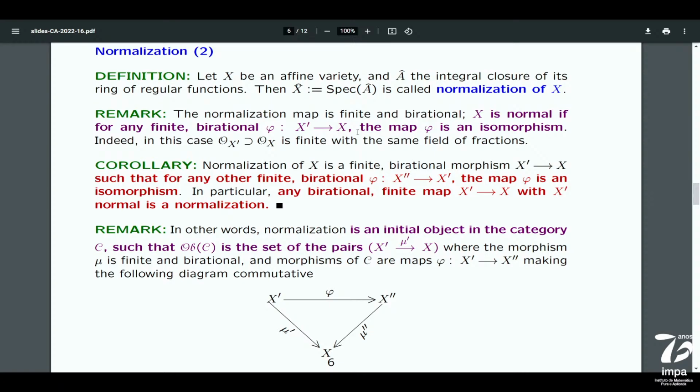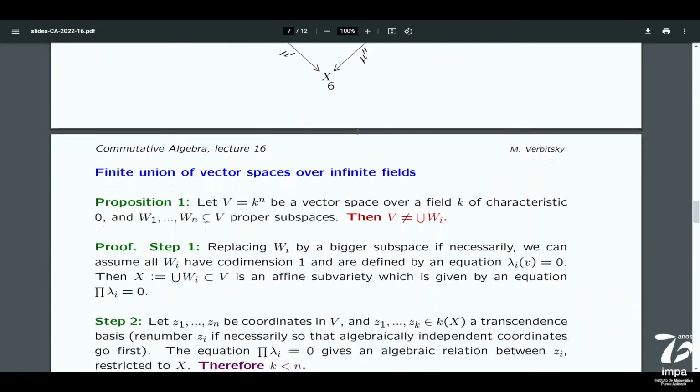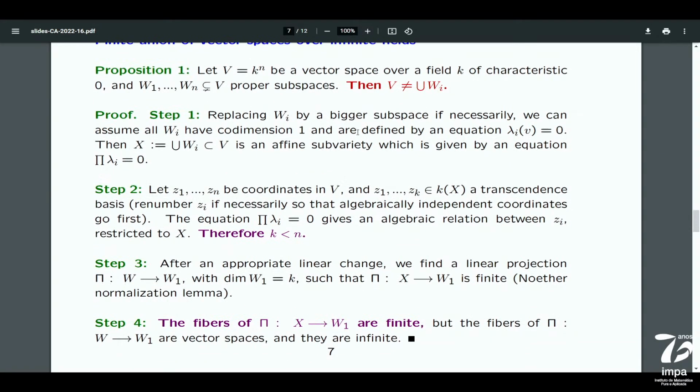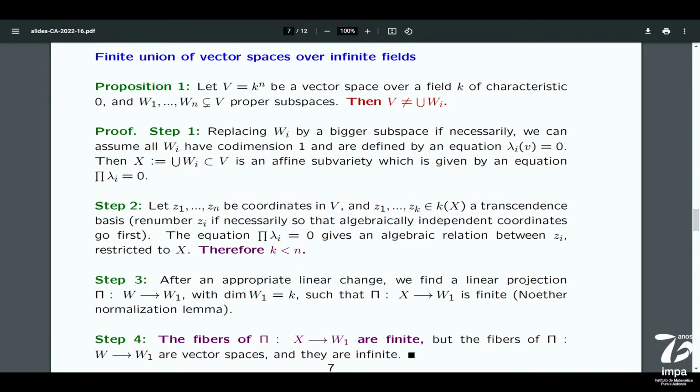Okay, now I'm going to go on with normalization. Before I do that, let me give you a new proof of the theorem which we have discussed. It was an exercise, and I guess there could be people who solved it. But now we can prove it using the whole machinery we have developed.